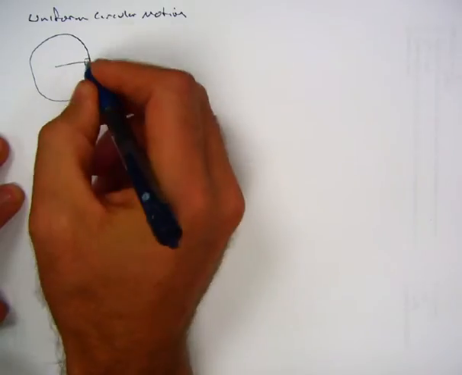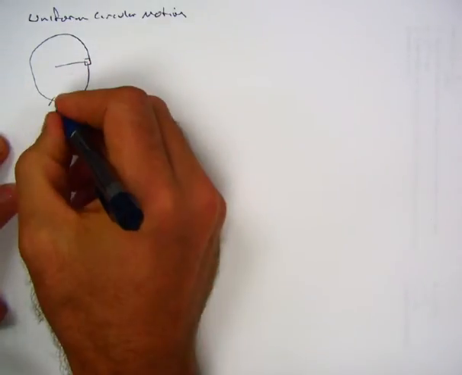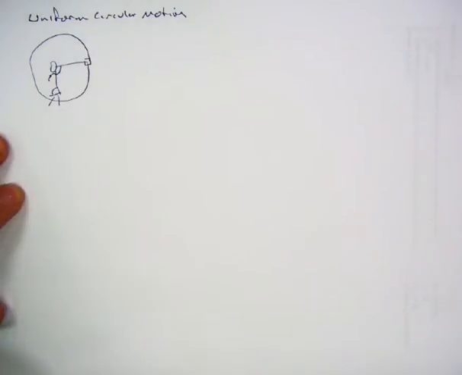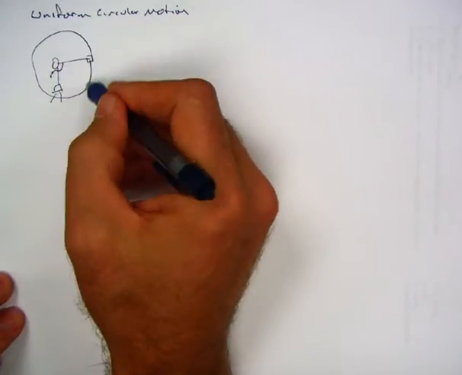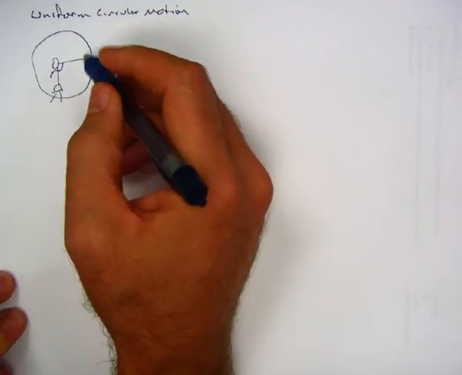right? It's on some sort of a string, so maybe you're standing here, right, twirling that thing around vertically in a circle. So as this mass is going around and around and around, we're going to sort of think about the forces that are on it and why it would change direction.